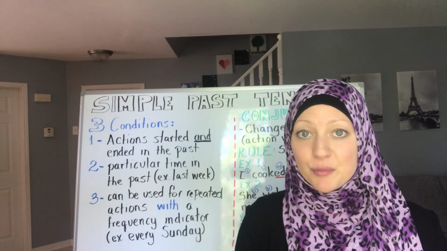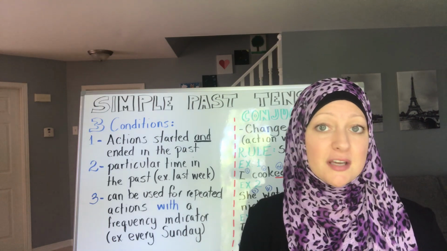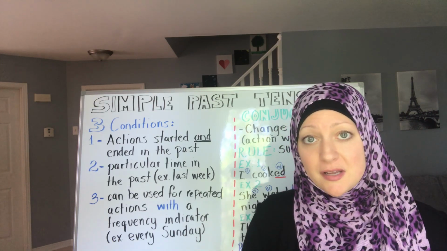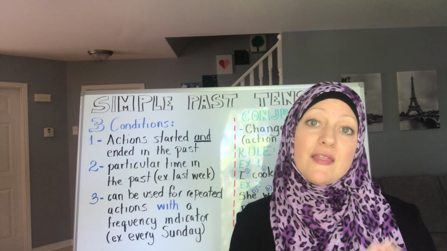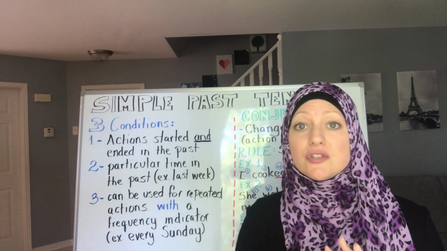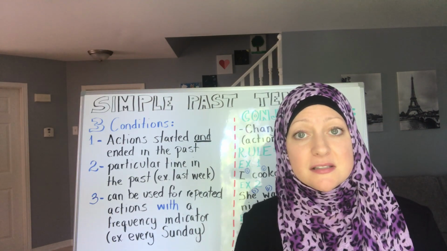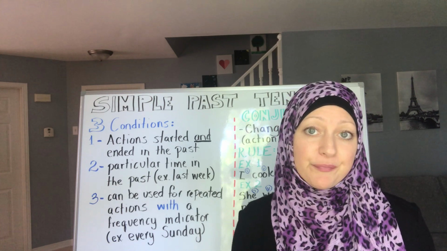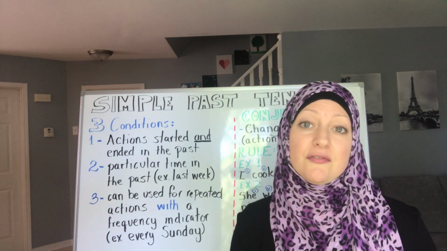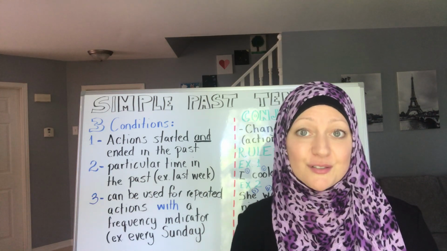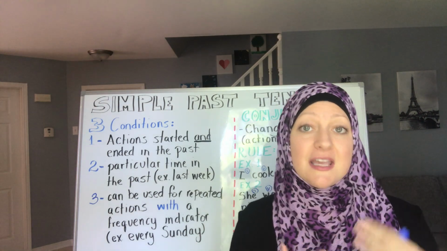When using the simple past tense, three things have to be true grammatically in order for this to take place. Rule number one is that it has to be an action that started, meaning it began, in the past, and it also ended in the past, so it must be finished. The reason I say this is because if an action is still happening, you will be using a different tense called the past continuous or past progressive, which is going to come later on in a future lesson, so look out for that. However, it has to be an action which started and ended in the past.